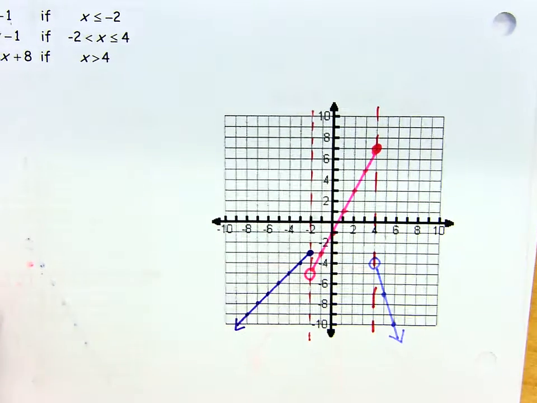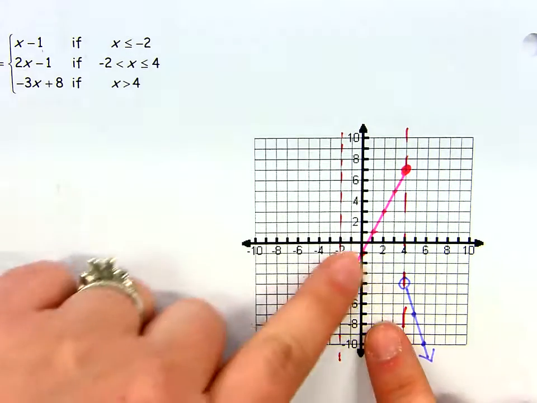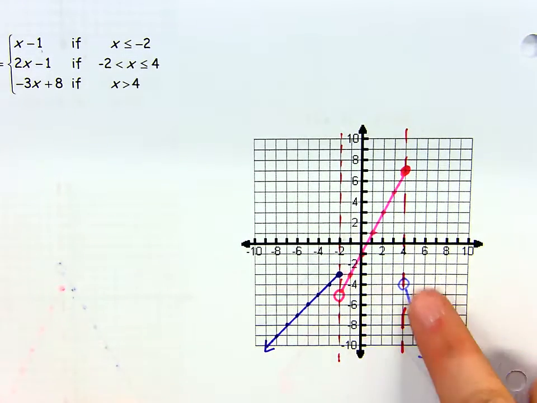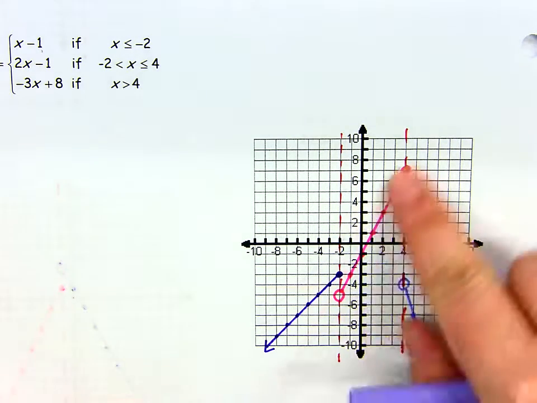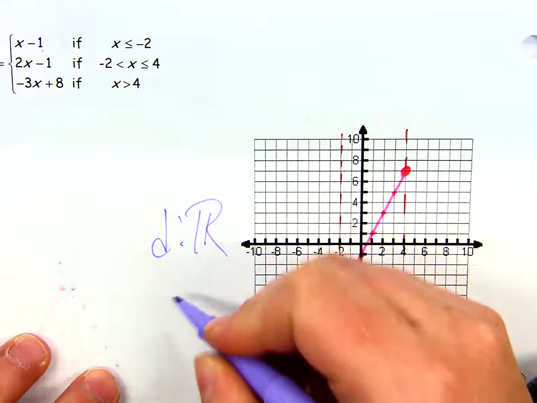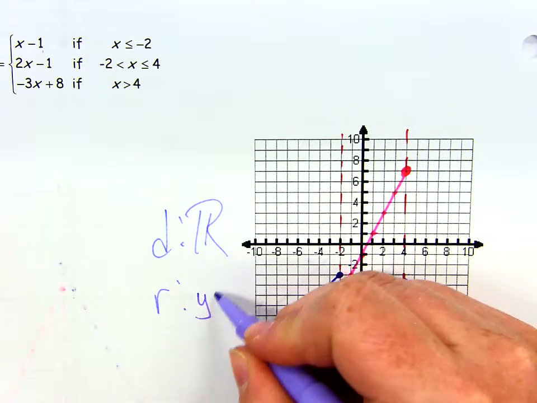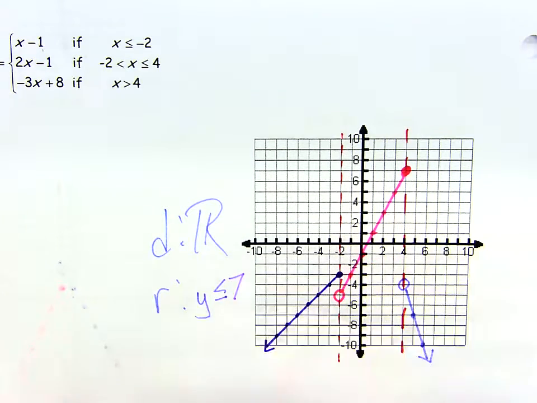So eventually, all of my x values are covered, right? This graph is going to continue to the left. This will continue to the right, and this covers these ones in between. Every x value is covered, so my domain is all reals. What's up with the range? You got it. All the y's less than or equal to 7.